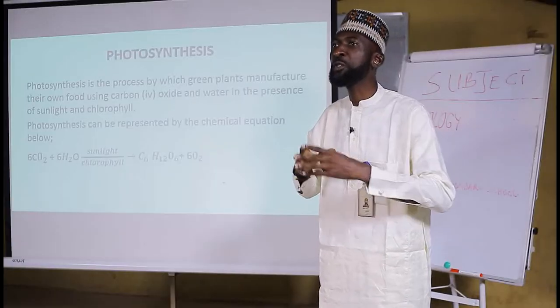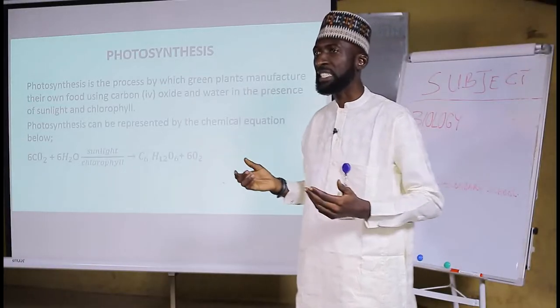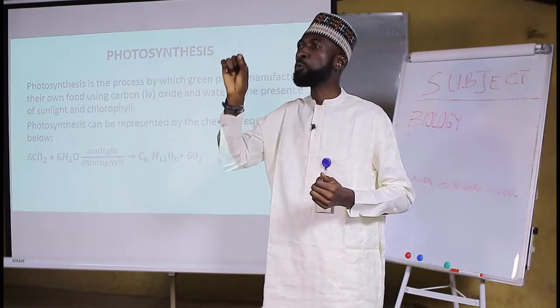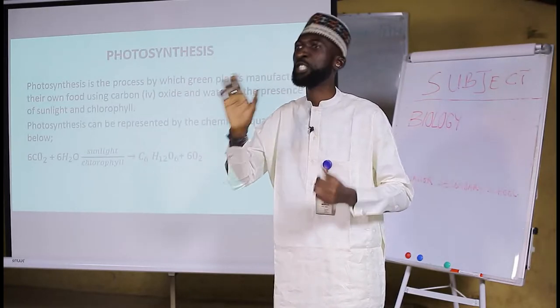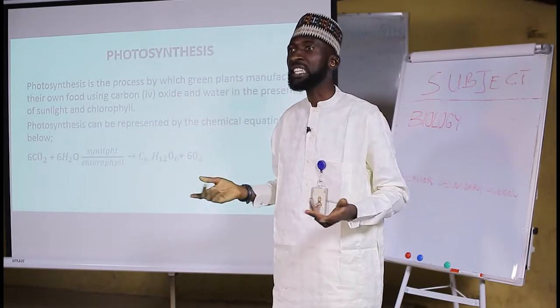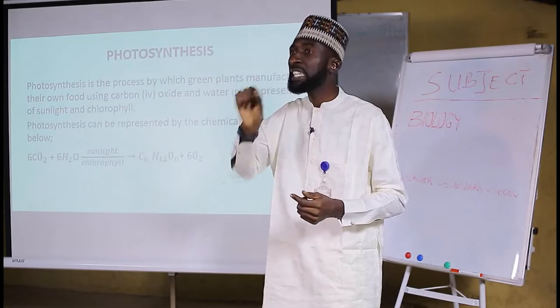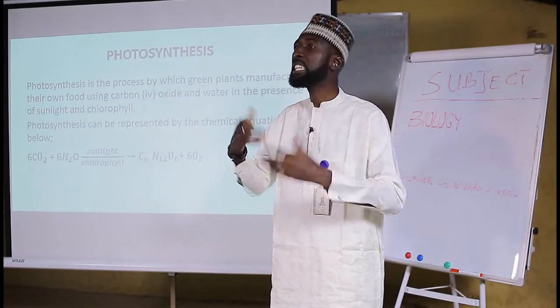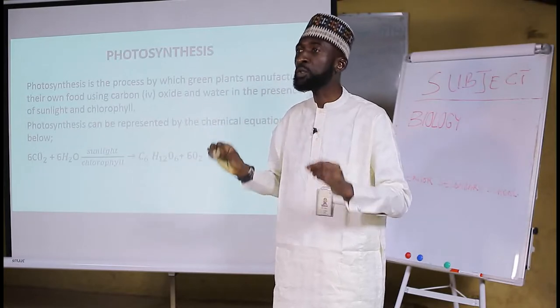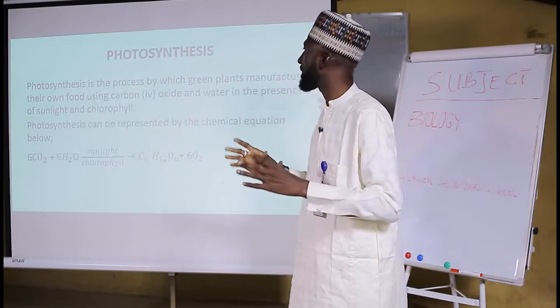So one of these units is called the chloroplast, and that is the site, or the location, where photosynthesis takes place. And that is where we have the chlorophyll. We said chlorophyll is a green pigment that gives plants their greenish color. That is why we see plants looking greenish. It is because of the presence of this pigment called chlorophyll.